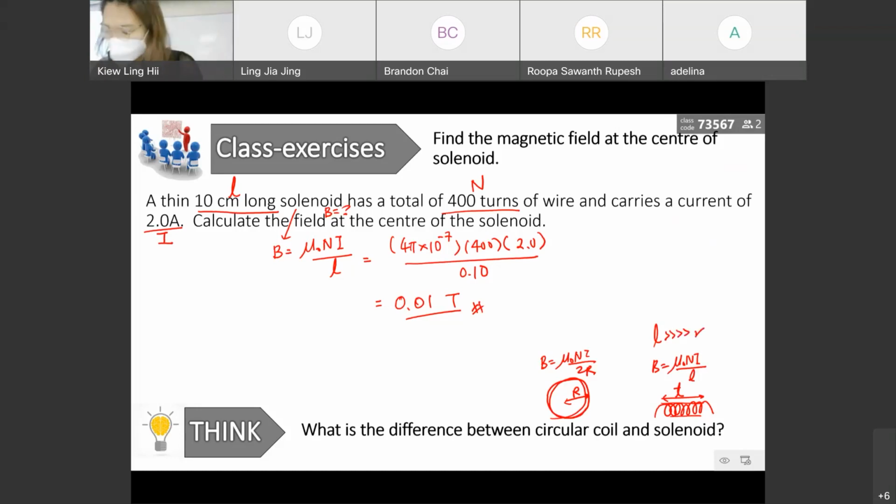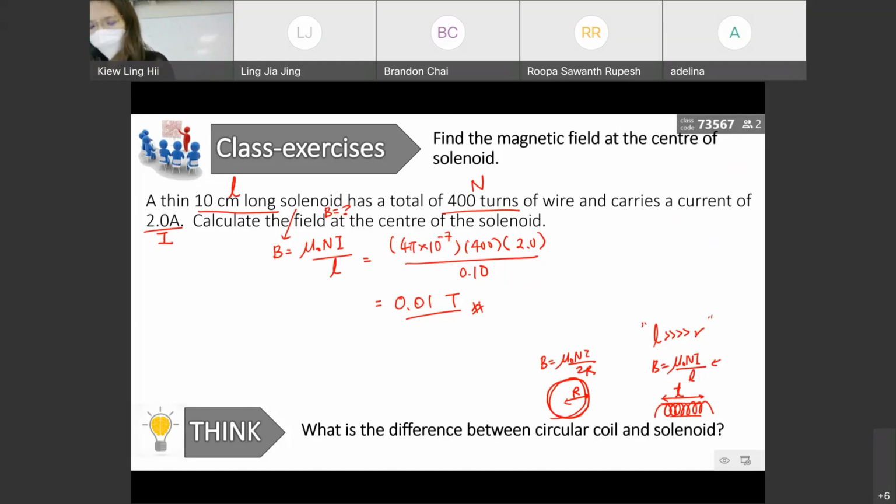Okay? So that's why we can ignore the radius in our calculation. If you look at the calculation, there is no radius, even though a solenoid does have a radius. But because, comparing the effect, the length of the solenoid is too significant or too large as compared to the radius, that's why it can be ignored.